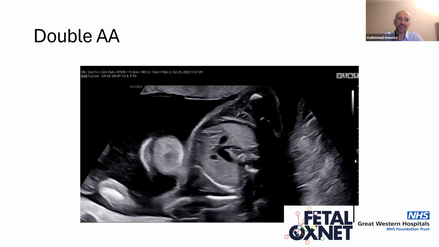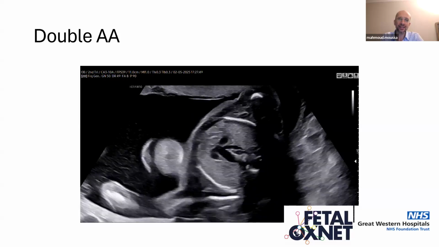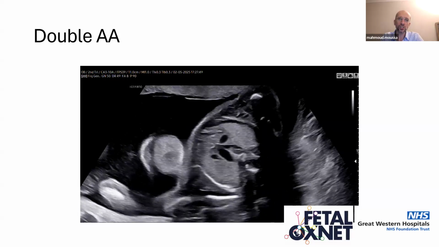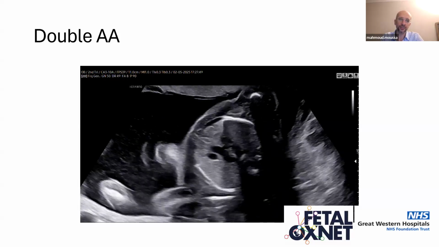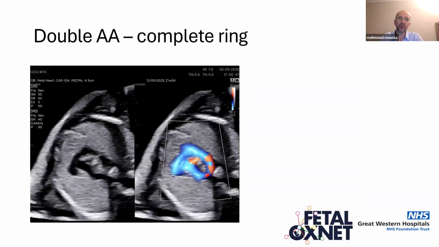And in this clip, you can appreciate there is another vessel that comes into the view, which just crosses in front of the trachea. And if you put the power Doppler on, you start getting this tiny vessel in front of the trachea, and actually this is a double aortic arch.